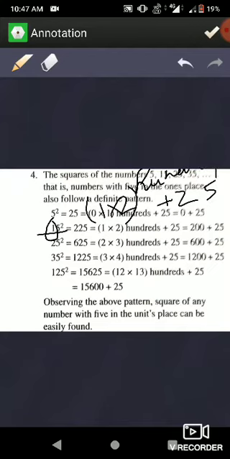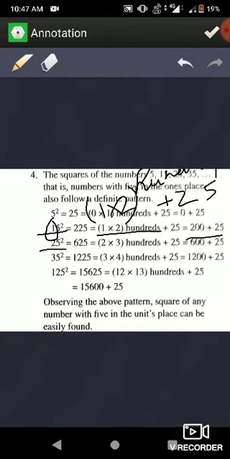Okay, it is written here like that: 1 into 2, and it is multiplied by 100 plus 25. Now 1 into 2 is 2, and 2 into 100 is 200, 200 plus 25 is 225. Now the square of 15 is 225. Like that.